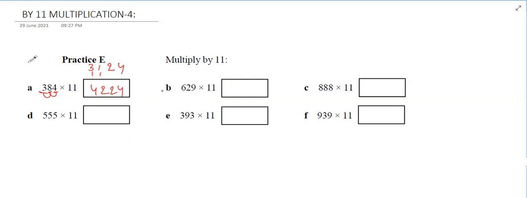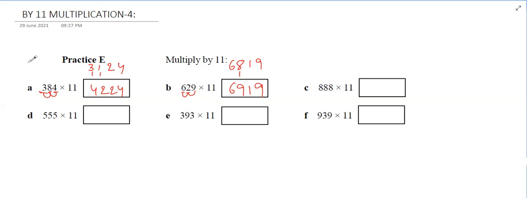Shravani, B1. Yes, sir. First 6. And then 6 plus 2 is 8. And 2 plus 9 is 11. 1 carry. Then 9. So the final answer is 6, 9, 6, 9, 1, 9. Then Sharanya, C1.